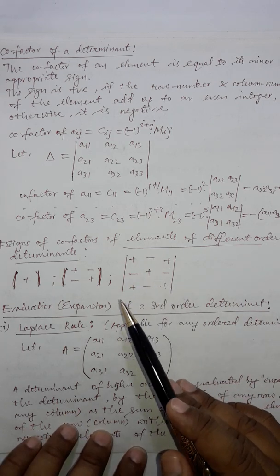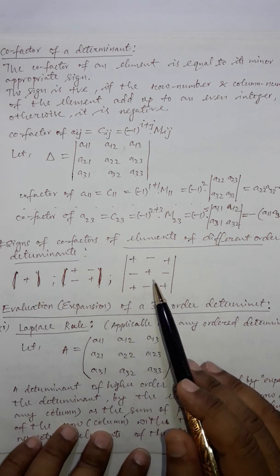So, this will help you to quickly calculate the cofactors from its minors by changing the sign accordingly.